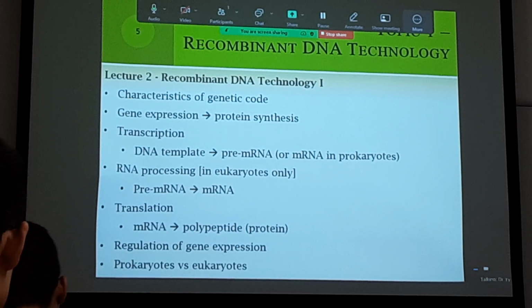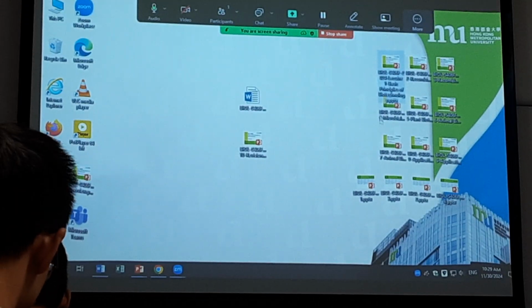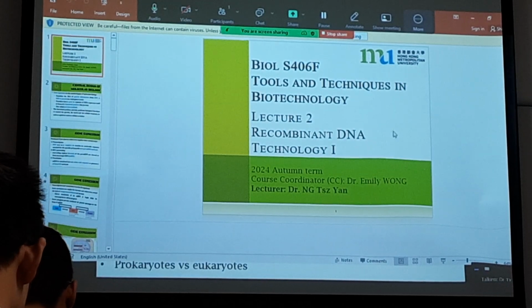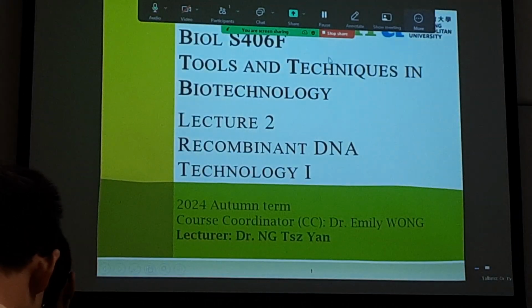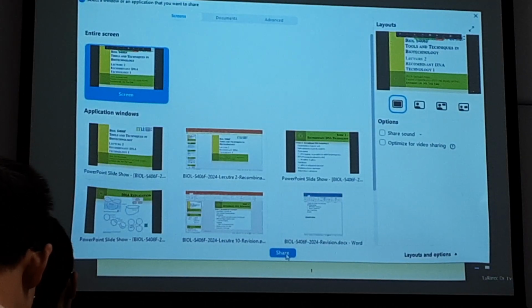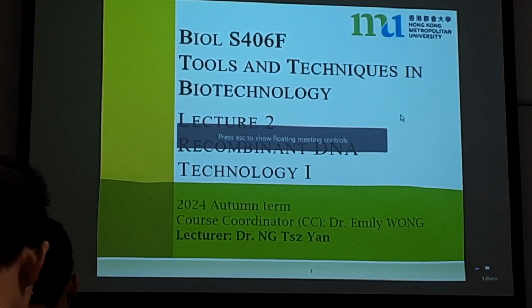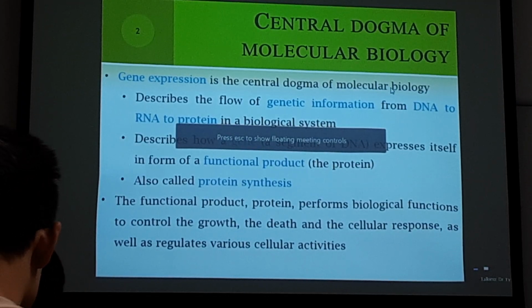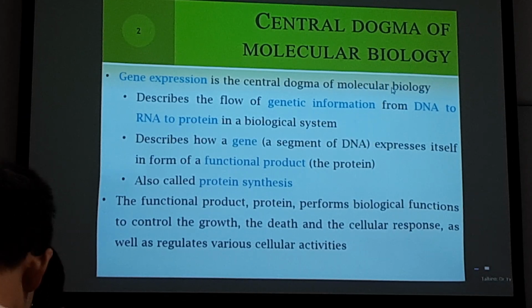Lecture 2, then we start to talk more about the technique, the recombinant DNA technology, but still some basic things here. Okay, so first of all, characteristics of the genetic code.